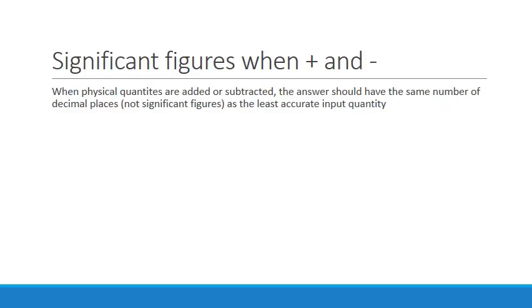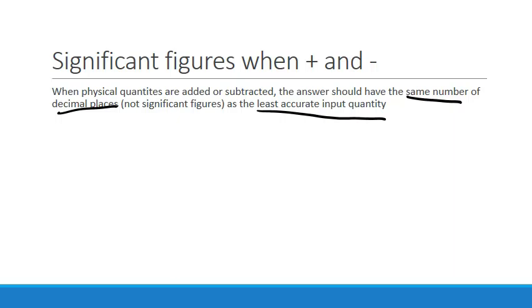When we're adding and subtracting, the answer should have the same number of decimal places, not the significant figures, the same number of decimal places as the least accurate input quantity. Once again, it's the least accurate. This is because the answer needs to imply the same accuracy as the least accurate input.